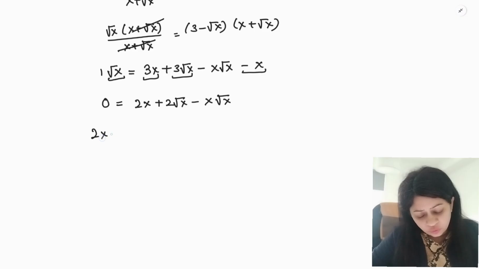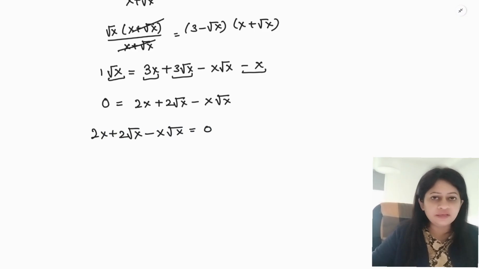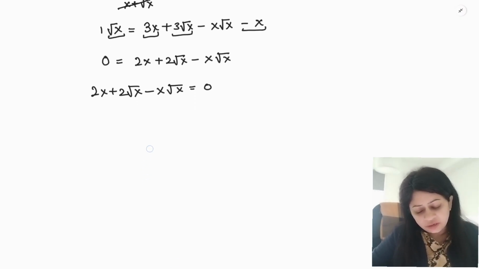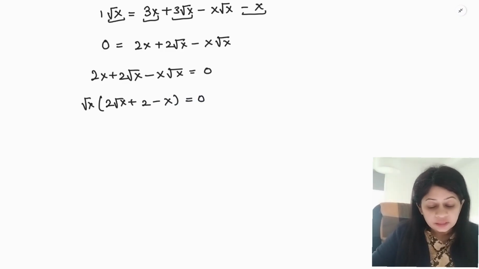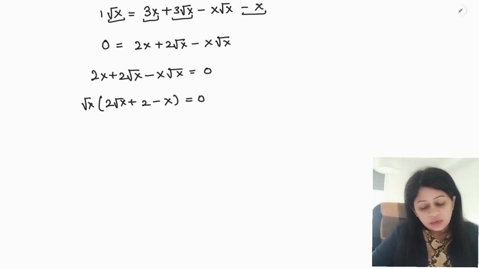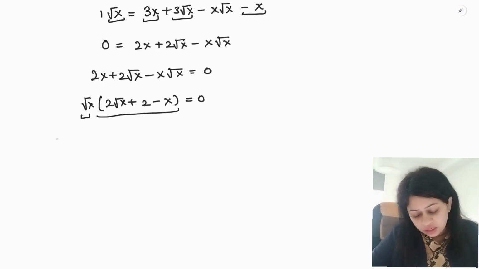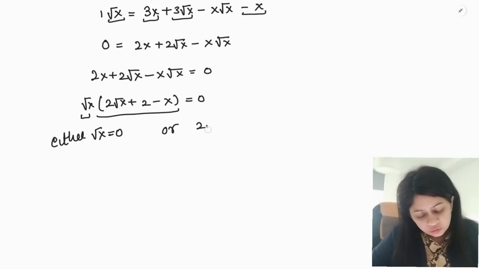What can I do? I can write it like this: 2x plus 2 root x. Just swap left hand side with right hand side, that doesn't affect anything, right? Here I can take root x common. I will be left with root x times 2 plus 2 root x minus x, is equal to 0. If I look at this equation, when the product of two terms is 0, that means either of them is 0. Either root x is 0, or 2 root x plus 2 minus x is equal to 0.